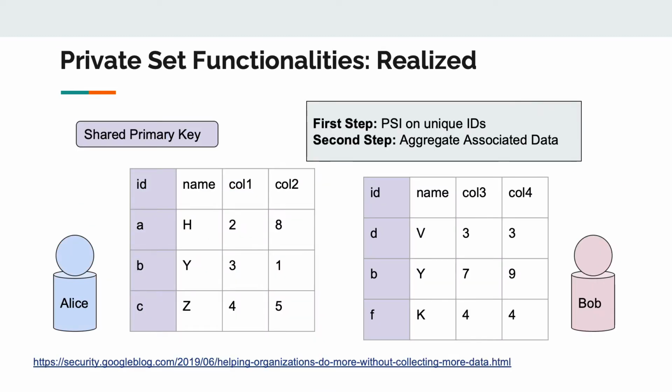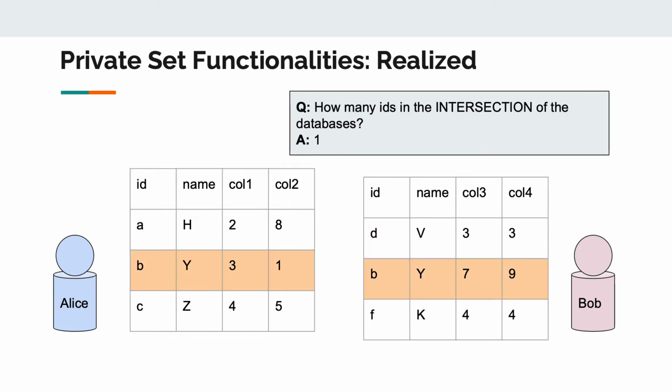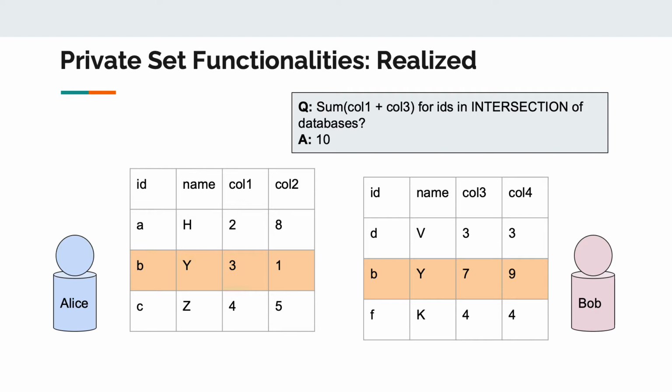In practice, protocols for private set functionalities require two logical components. In the first, parties perform some private set intersection to identify the rows in their databases that correspond to the same user, which they've identified with some unique primary key. In the second, the parties perform some aggregation on the data associated with those rows. So, for example, Alice and Bob could ask, how many unique rows are there in the intersection of our two databases? Or, taking one small step forward, they could ask to compute the sum over a few columns in the intersecting rows.